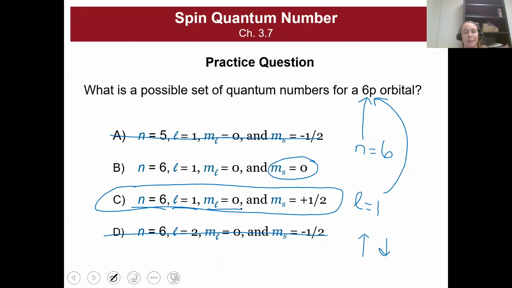You're going to get lots and lots of questions on quantum numbers, and it's all going to be based on these types of rules, okay? So let me pause here, and then we'll go on to orbitals.